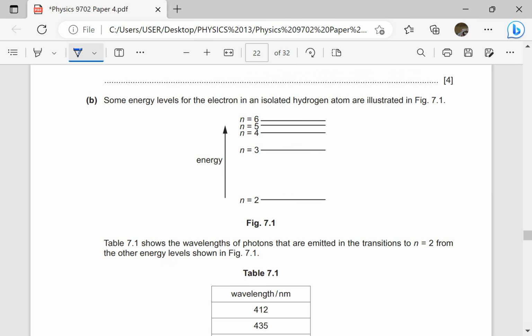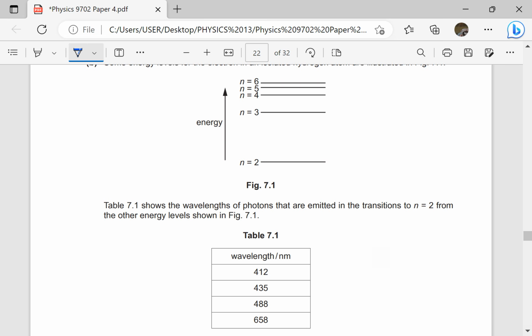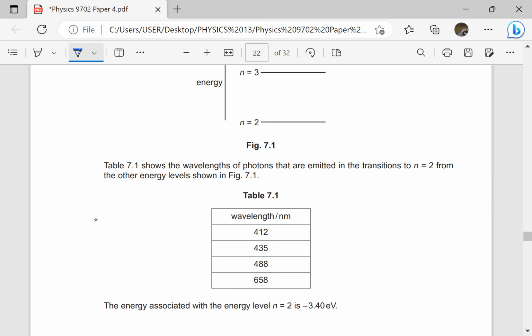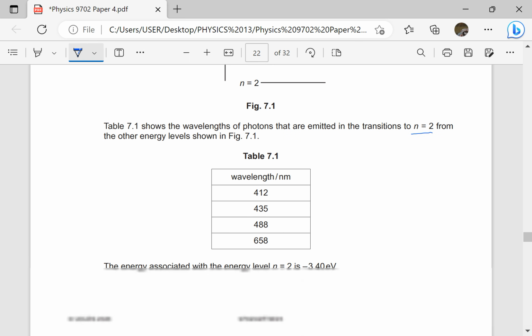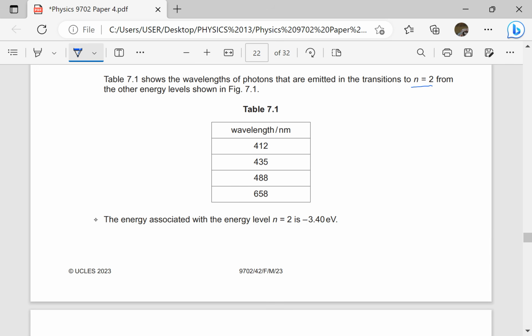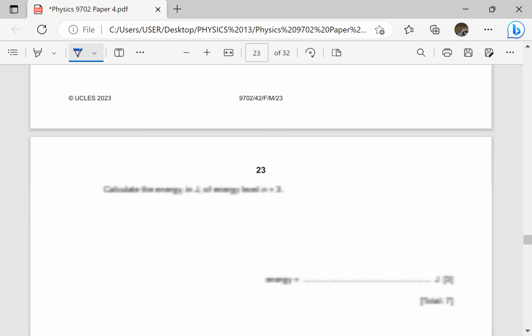Some energy levels for the electron in an isolated hydrogen atom are illustrated in the figure. The table shows the wavelengths of photons that are emitted in the transitions to n equals 2 from the other energy levels shown. Wavelength is given here. The energy associated with the energy level n equals 2 is negative 3.4 electron volts. Calculate the energy in joules of energy level n equals 3.